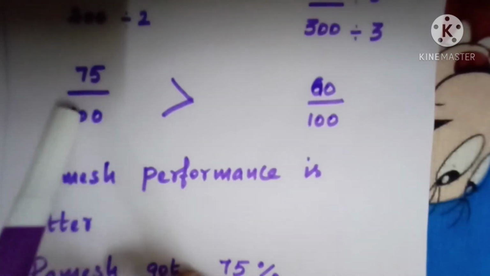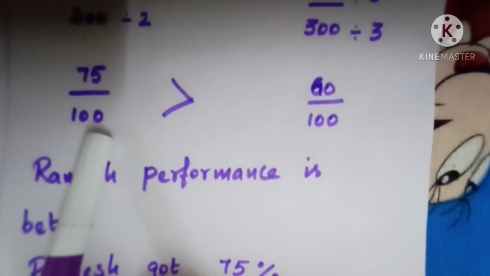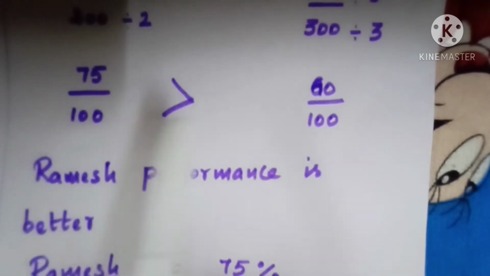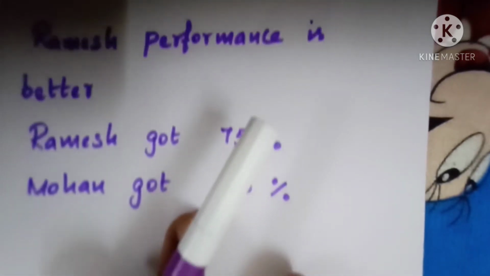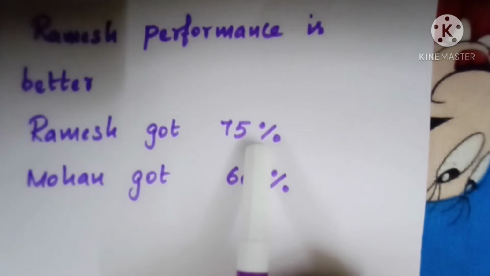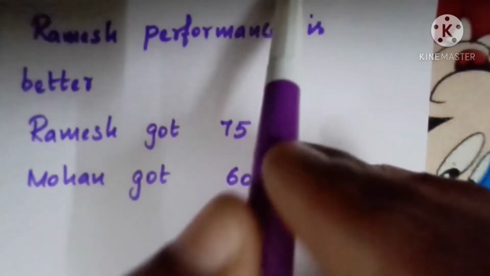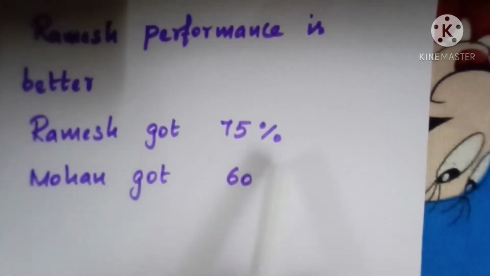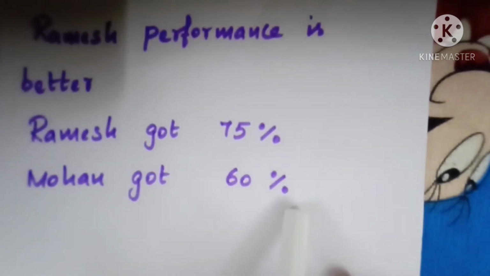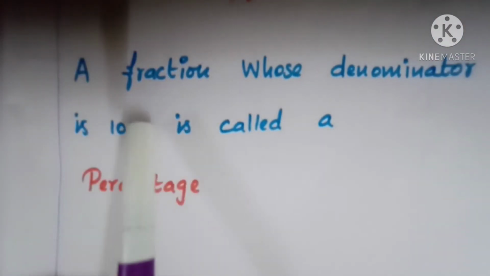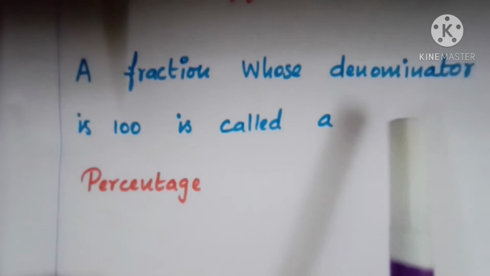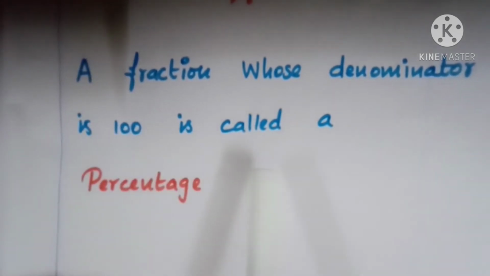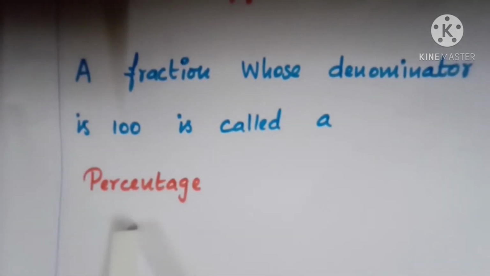By converting the denominator of the fraction to 100, we write the numerator with the symbol percentage. Hence, percentages are useful for comparison. A fraction whose denominator is 100 is called a percentage.